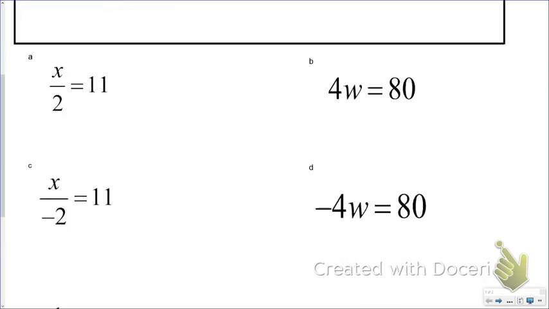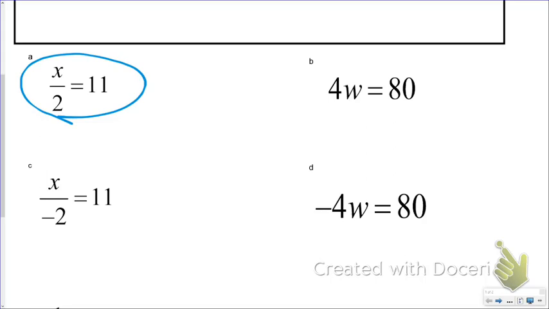So let's look at this example. Go ahead and try it on your own. Okay, so this is division. And similar to the example we just saw up here, to undo division, we do multiplication.